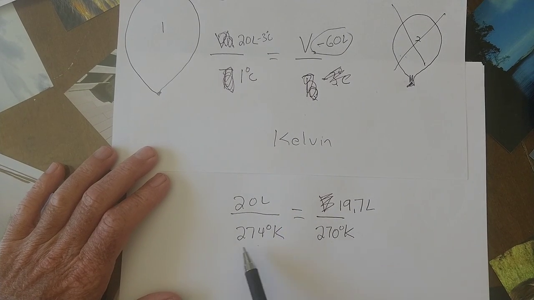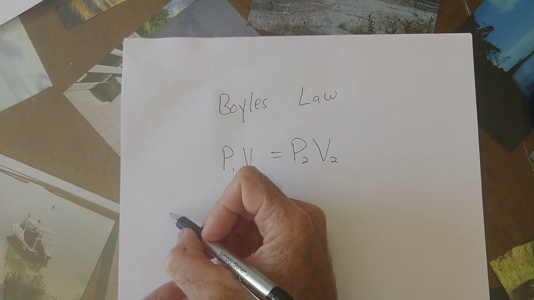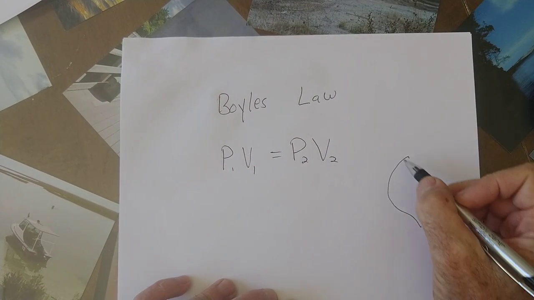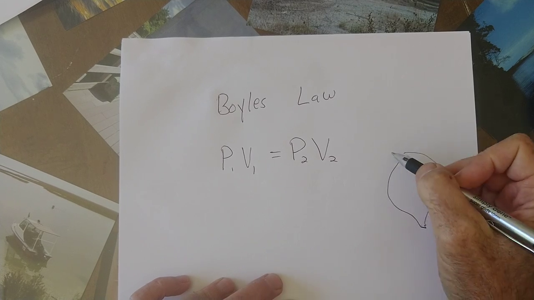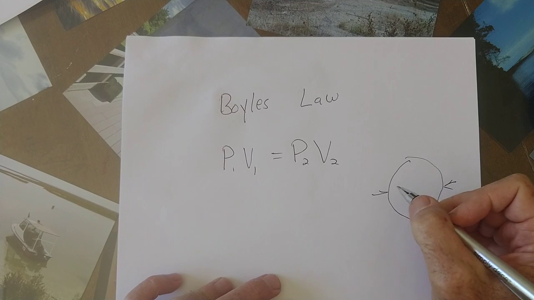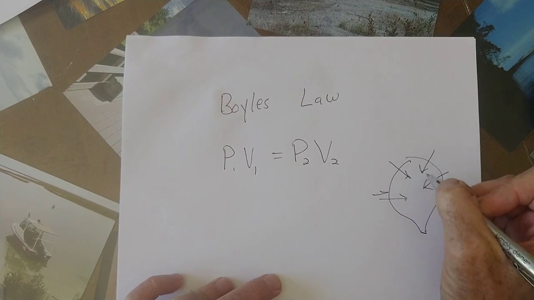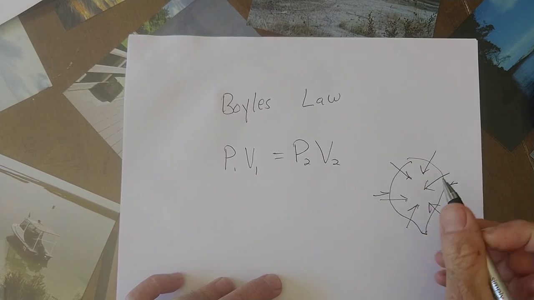See how it got a little bit colder? So it got a little bit smaller. So that's Charles's law, okay? Boyle's law is about taking a balloon and squeezing it. What happens to a balloon if you squeeze it? If you squeeze a balloon, we saw in the little video I made, it gets smaller.